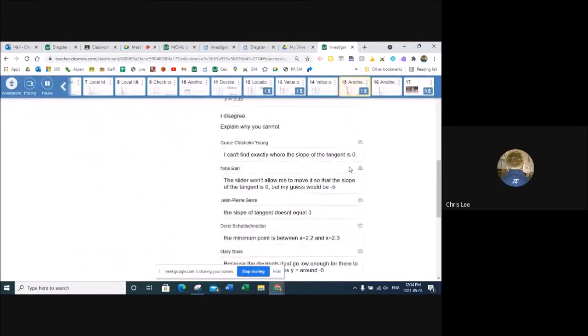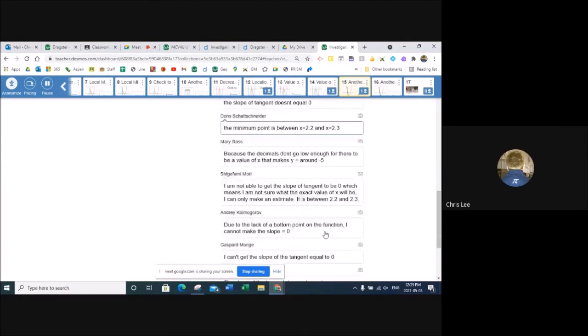So I can't find exactly where the slope is 0. The slider won't allow me to move there. That's right. I purposely decided it's somewhere between 2.2 and 2.3 exactly. So I made the slider so you couldn't get right on there. So that was a problem.